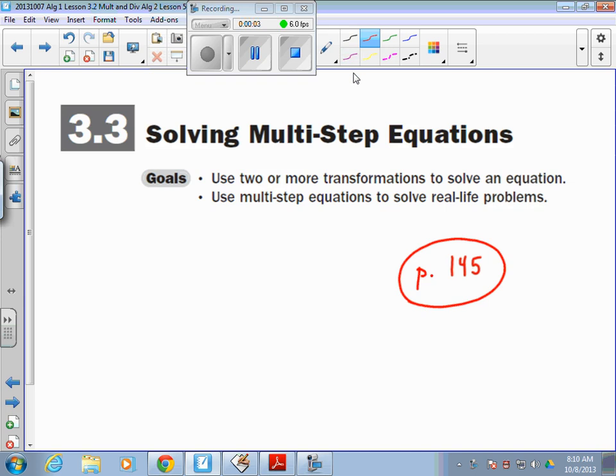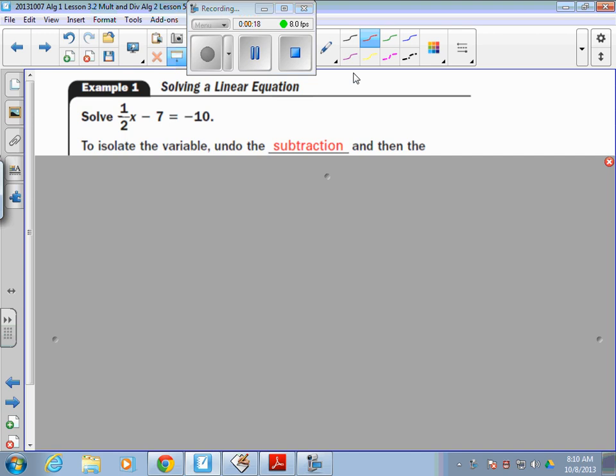Algebra 1, Section 3.3. We're solving multi-step equations. Two goals. We're using two or more transformations. Remember, anytime you use a transformation, you're changing the equation from one step to the next. To solve these equations, and when we're using them in real life problems, we're modeling things that are happening. So we have: solve 1/2 x minus 7 equals negative 10.